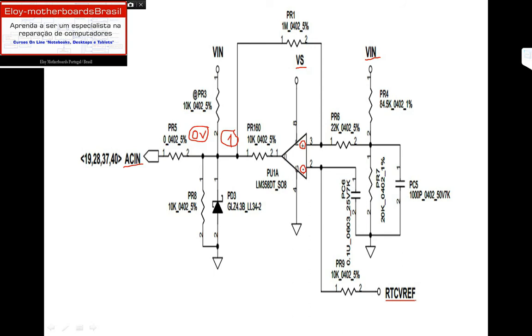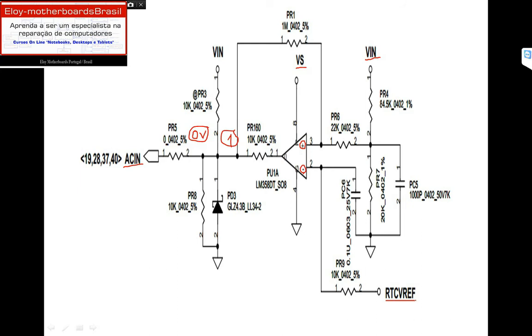What will happen is that the RTC V reference will be present on pin number 2 with 3 volts, and pin number 3 will have 0 volts. As 3.3 volts is bigger than 0 volts, pin number 2 has a higher value than pin number 3. So there is no AC in on the motherboard. The motherboard will not receive the information that the DC jack is plugged into the computer.